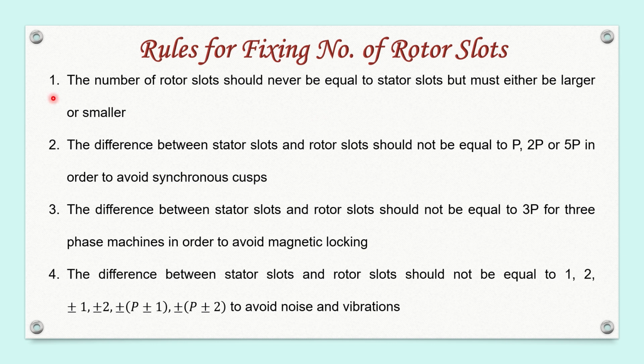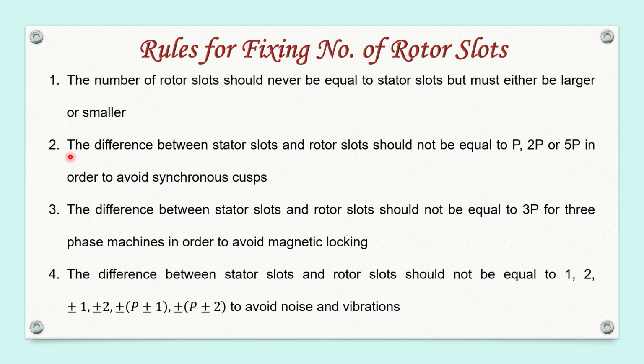So first one, the number of rotor slots should never be equal to the number of stator slots, but must either be larger or smaller. So the first rule demands that the number of rotor slots and number of stator slots should never be equal. So the number of rotor slots can either be larger than the stator slots or it can be smaller than the stator slots.